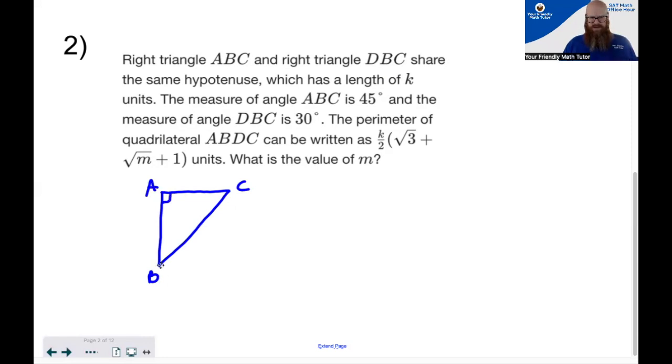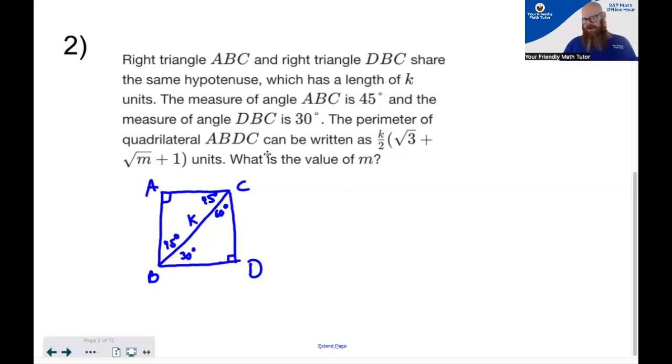This is weird. It might not look great because this is not necessarily like a rectangle. And we'll call that DBC, which has the same hypotenuse, which has a length of K units. The measure of angle ABC is 45 degrees, and the measure of DBC is 30 degrees. Okay, that just tells us that this is a 45-45-90, and this is a 30-60-90. So I'll just put those in. Again, even if it doesn't look right, that's fine. The math will work out fine.